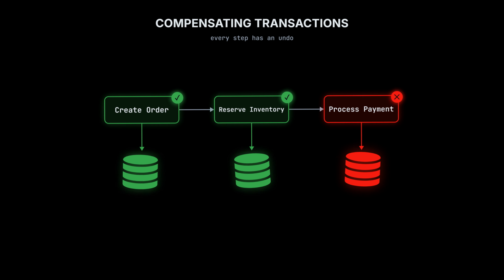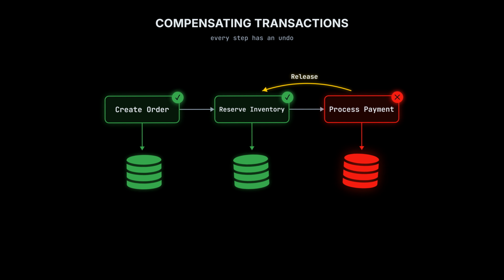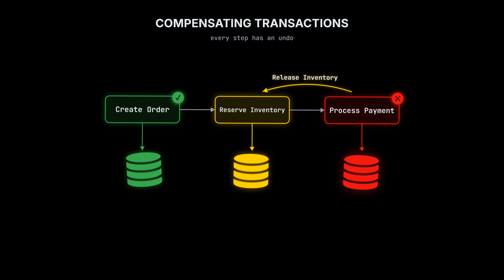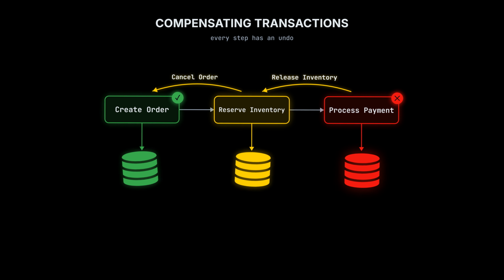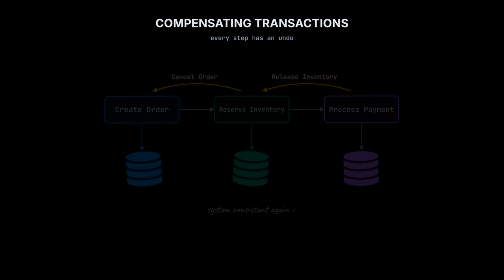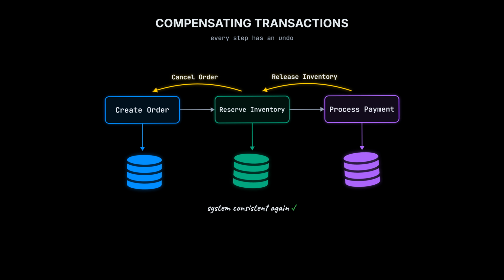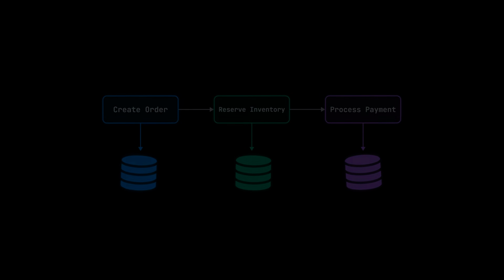The payment service sends a compensation event, release inventory, to the inventory service. Then the inventory service sends its own compensation event, cancel order, to the order service. The system is consistent again. The stock is back on the shelf and nobody got charged. That is a compensating transaction, a cancel that balances a create, a release that balances a reserve. This is the core of the Saga pattern. Now, the real question: who is actually running all of this?